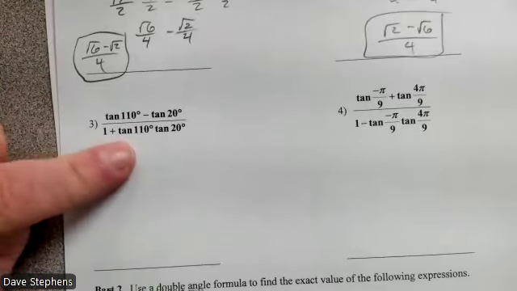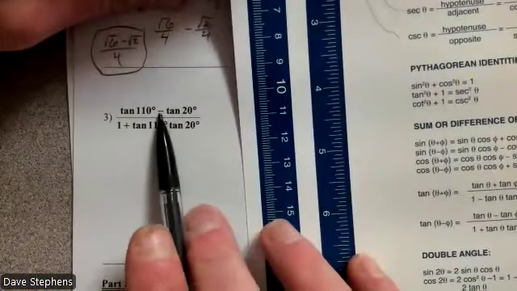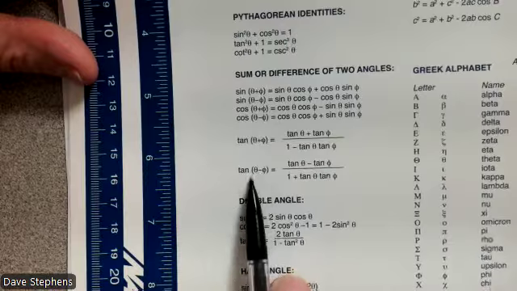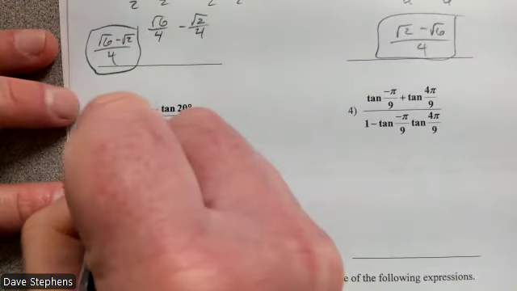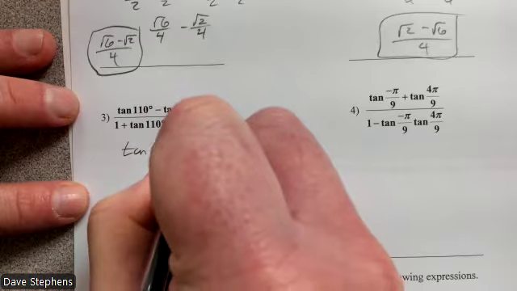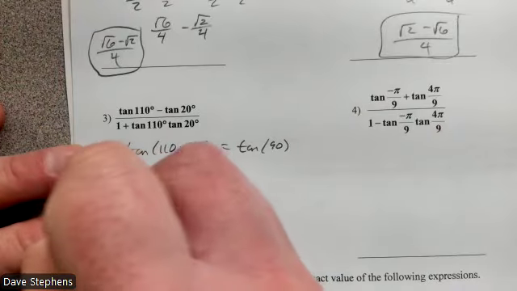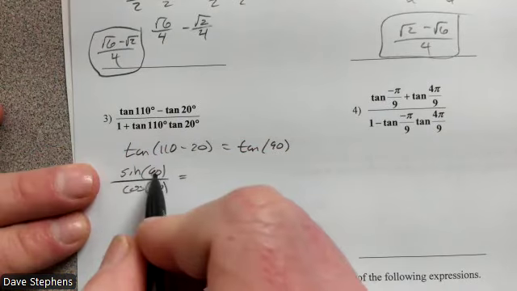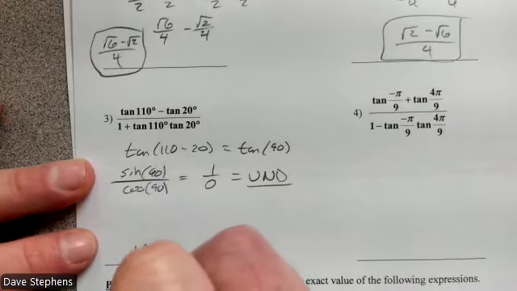All right, tangent of 110 minus tangent 20 all over 1 plus. Okay, so since I have tangent minus tangent in the numerator, I'm going to be using the angle difference formula here. So that looks like we're going to get the tangent of 110 minus 20, which is the tangent of 90. So that's sine 90 divided by the cosine of 90. The sine of 90 is 1, cosine of 90 is 0. And you can't do that.